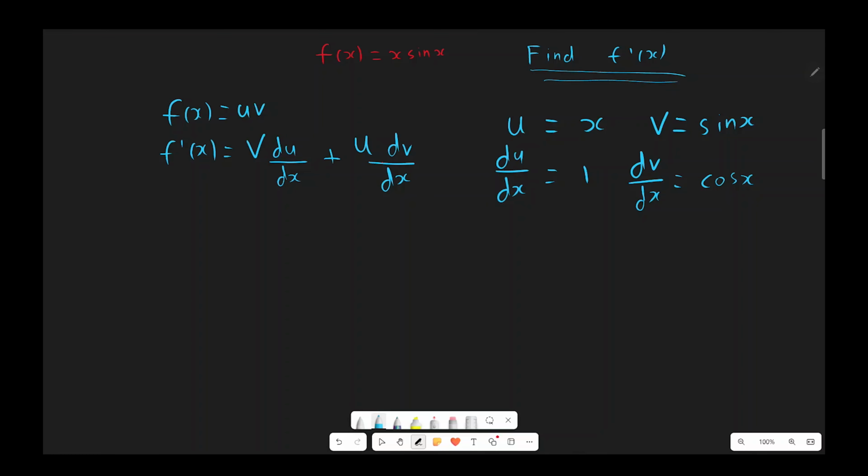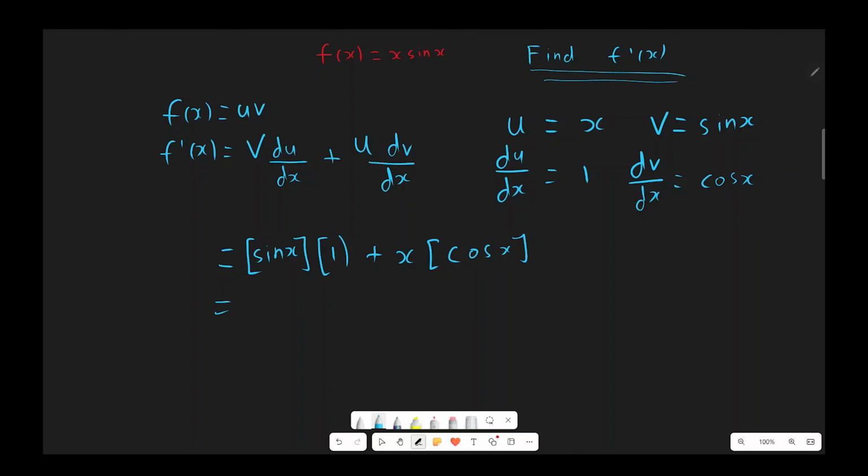Now that we've done that, let's put this back into our formula. So this is equal to sine x, let's put this in brackets, multiplied by du over dx, which is just 1, plus u, which is just x, and then dv over dx, which is cos x.